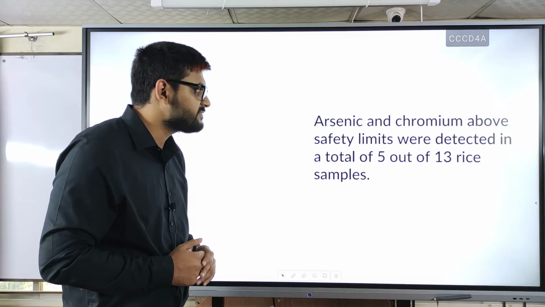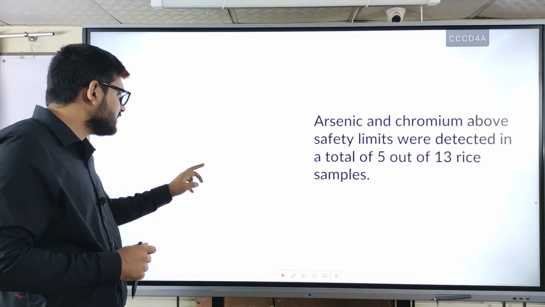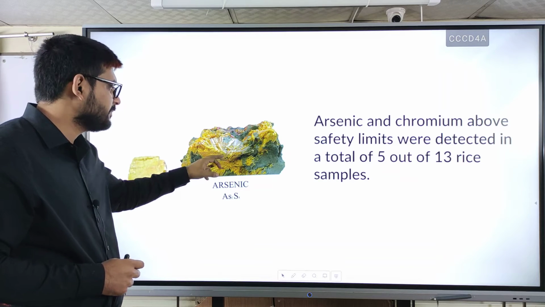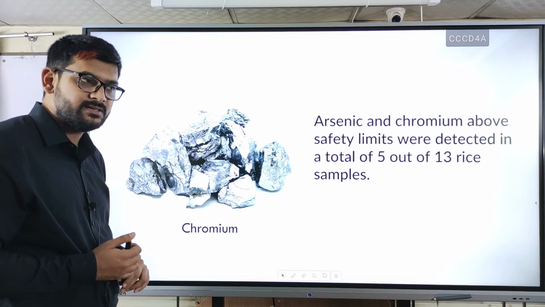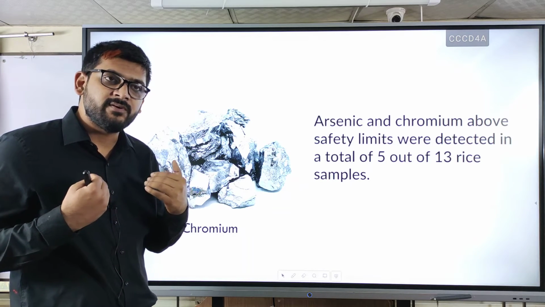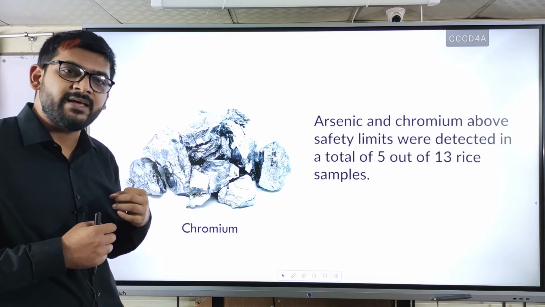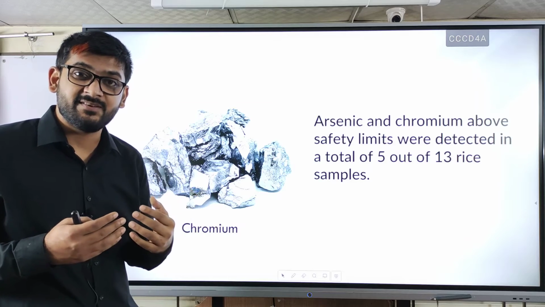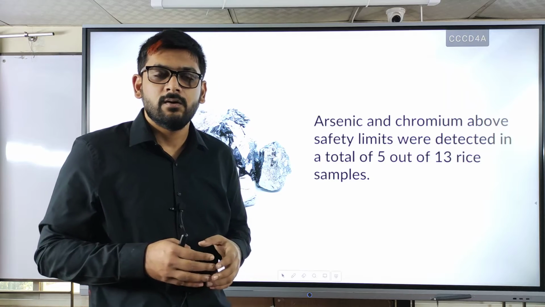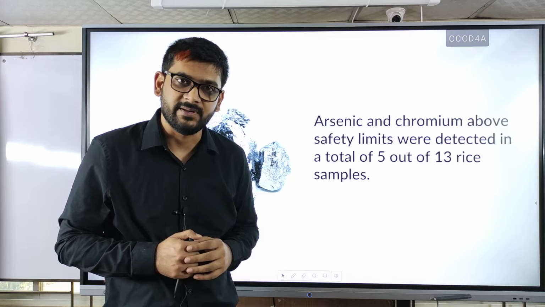Arsenic and chromium above safety limits were detected in a total of 5 out of 13 rice samples. Arsenic is an element, it is also poisonous, and chromium is another element. These things aren't very favorable to our bodily functions. So when we take these items in excessive amounts, we don't take them knowingly. We take them through other foods unknowingly, but these can do much harm to our body.